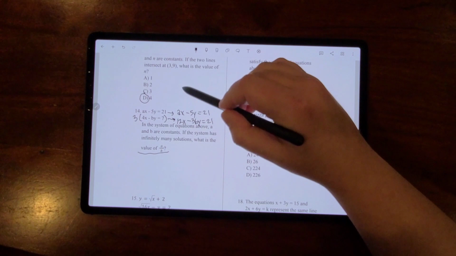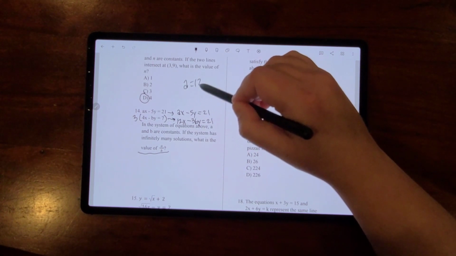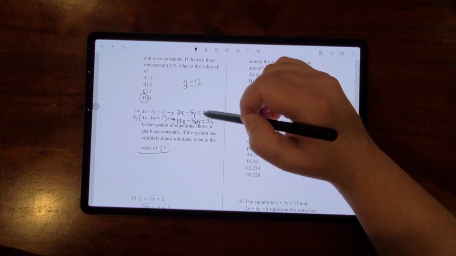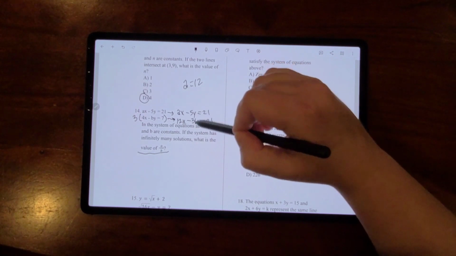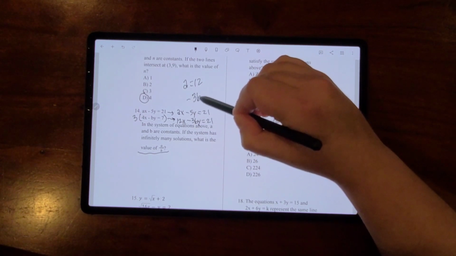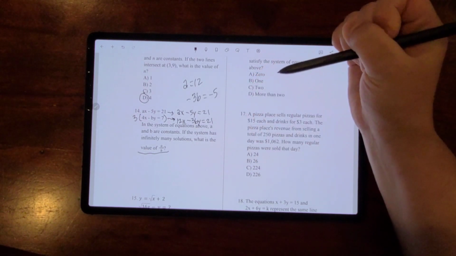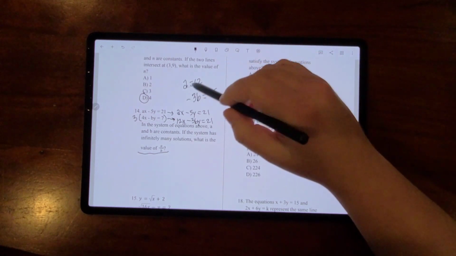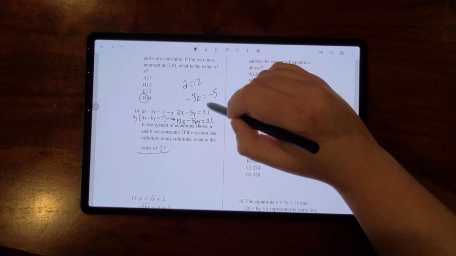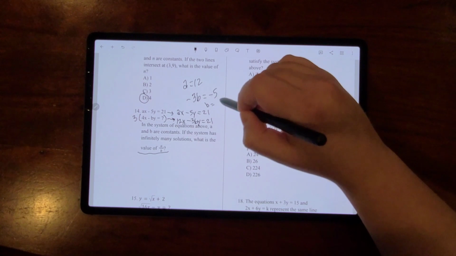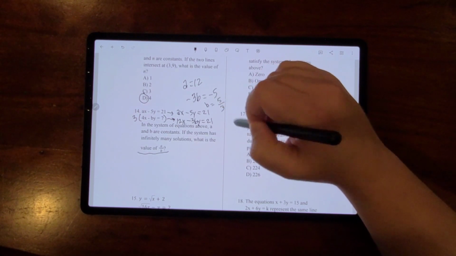So automatically we know A has to equal 12 to get those to be the same. And then we know that negative 3b has to equal negative 5. So we know A is 12. Now let's just divide by negative 3 on each side to get b by itself. When I do that, I get 5/3 for b.